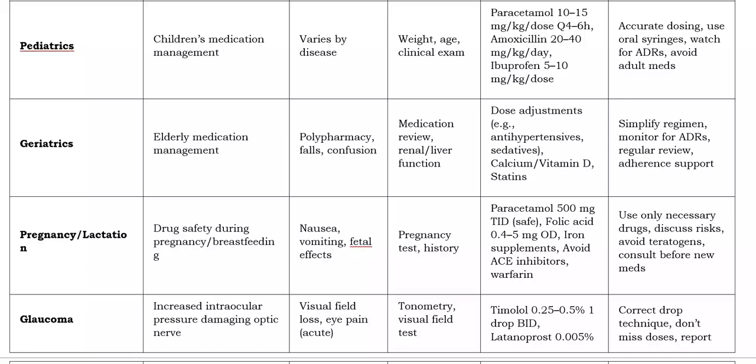Exactly. Dose adjustments are often needed due to those age-related physiological changes. Lower doses of antihypertensives or sedatives, for example. The source also lists things like calcium and vitamin D or statins, common in this group, but still needing careful consideration. What about counseling geriatric patients and caregivers?